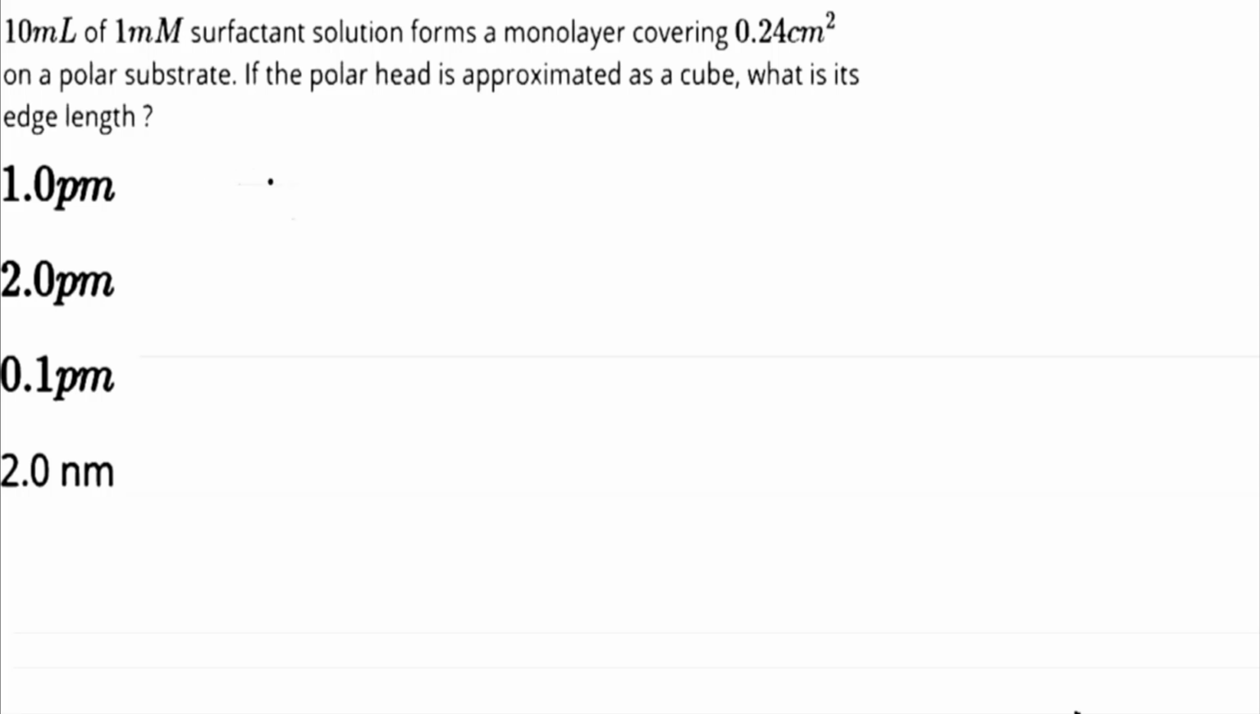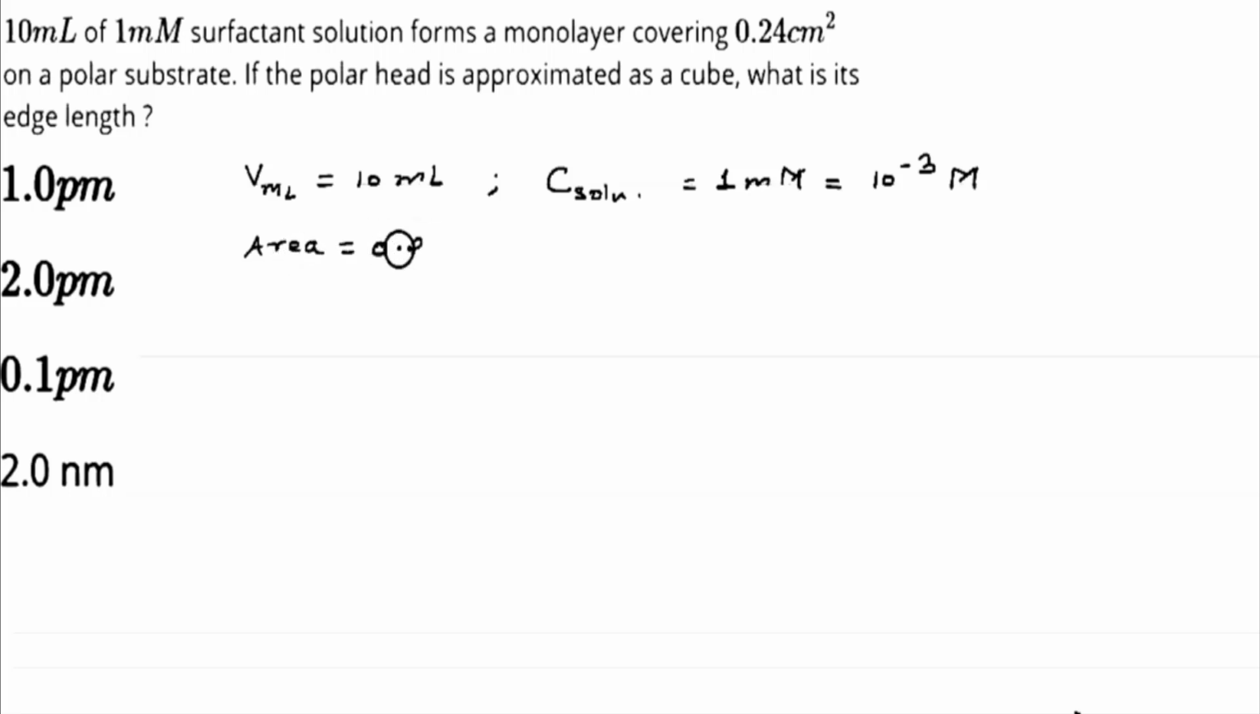So over here, what we have been given: the volume has been given, and that's 10 ml. Then we have been given the concentration of the surfactant solution, which has been written as 1 millimolar. So let us convert it to molar. That would be 10 raised to minus 3 molar. The area of the monolayer has also been given, and that is 0.24 centimeter square.